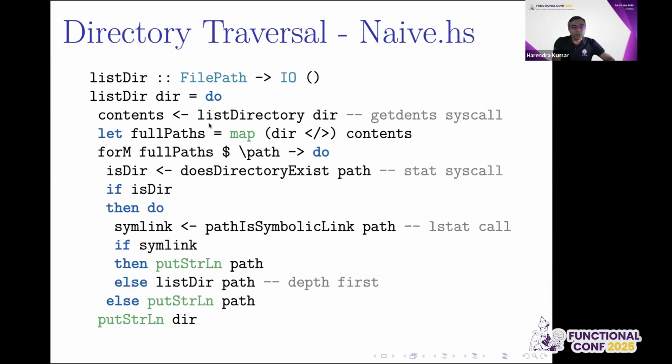Then we get all the contents of a directory. Then for each path in the directory, we see whether it is a directory again. If it is a directory and it is not a symbolic link, then we again list that directory and do this recursively. So we can see here, we do list dir again recursively if it is not a symbolic link and it is a directory. Otherwise, we just print the particular path. So this works pretty well functionally.